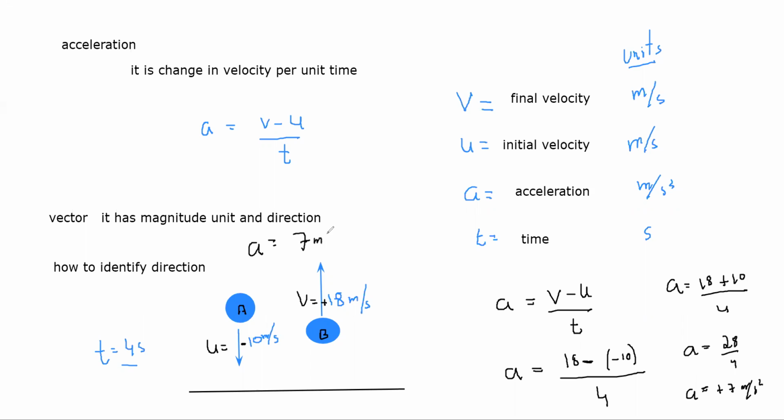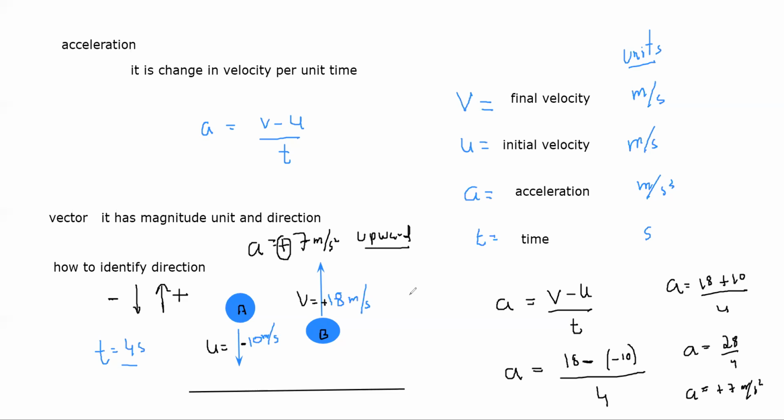But what about the direction? Because sometimes they ask to state the direction of the acceleration. So how can you identify the direction? You have to check the sign of acceleration against the directions. In this example, I consider the downward direction as negative and the upward direction as positive. And what is my final answer? My final answer is positive. So what is the direction of the acceleration? The direction of acceleration is upward. Is it clear?